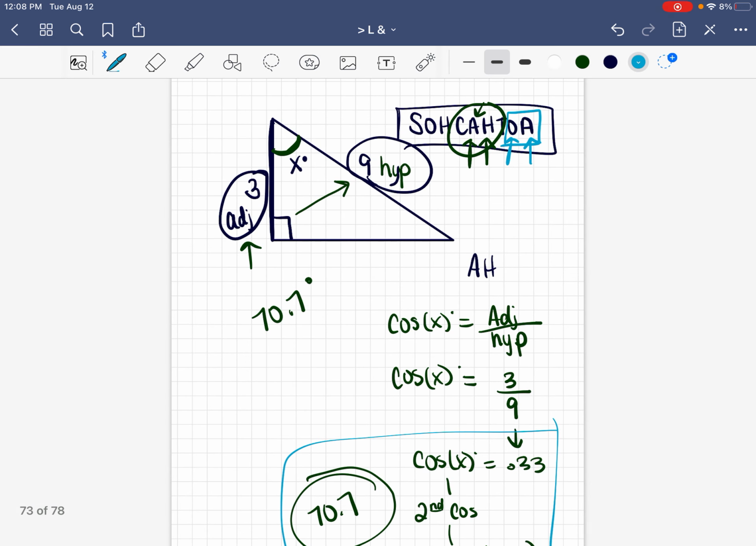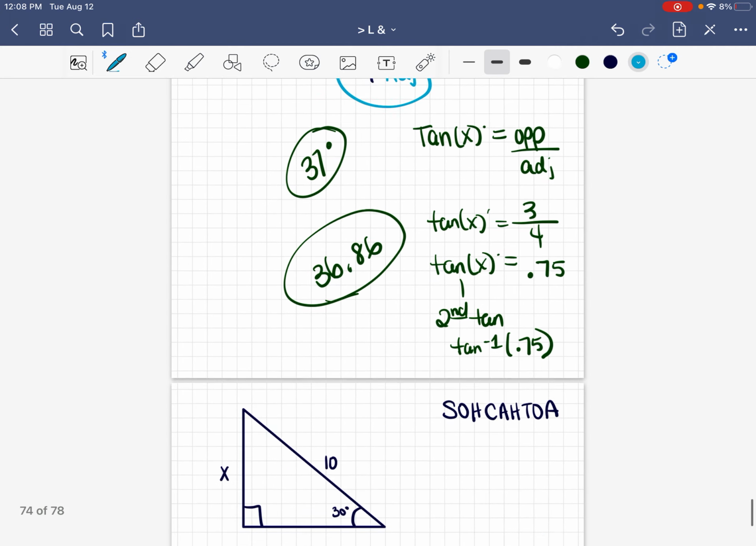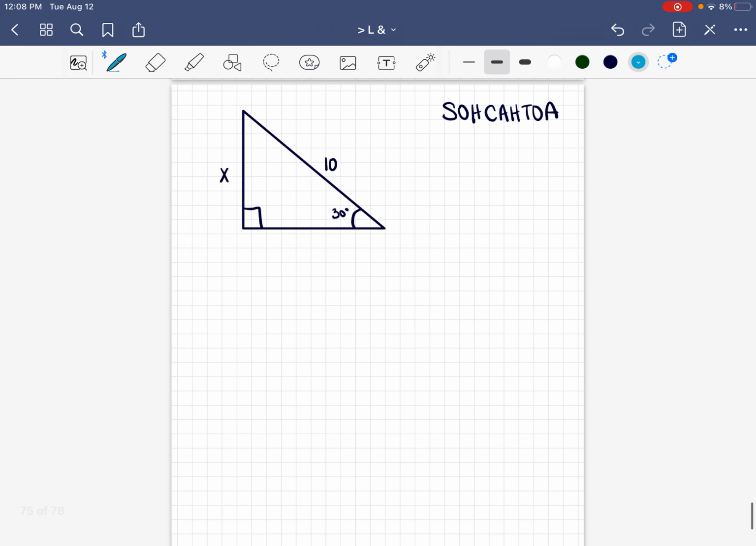This is what you follow for sine, cosine, and tangent when you don't know what the measure is for the angle. But sometimes you do know what the measure is for the angle. You have to figure out a missing side. So let's go ahead and see how we apply sine, cosine, and tangent when we have the measure of the angle, but we're finding a missing side.